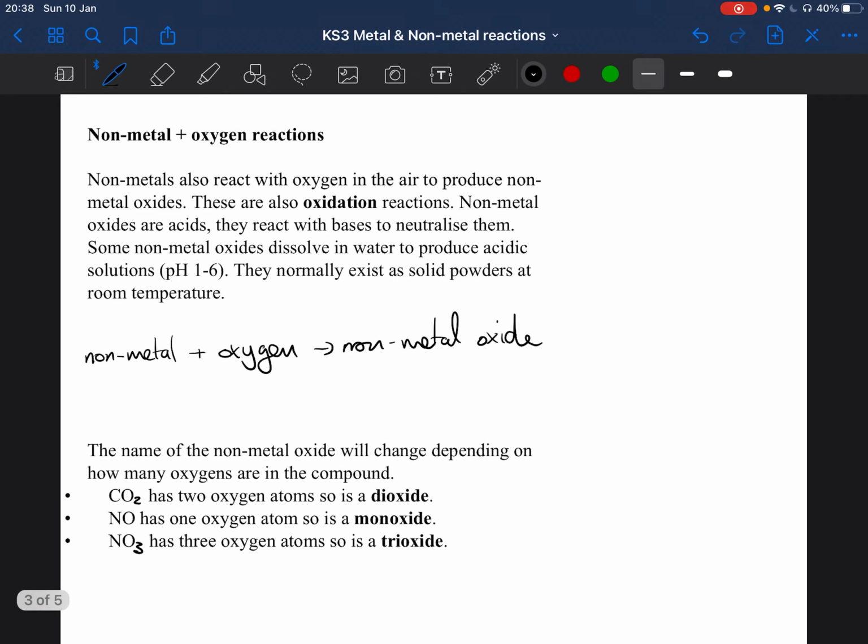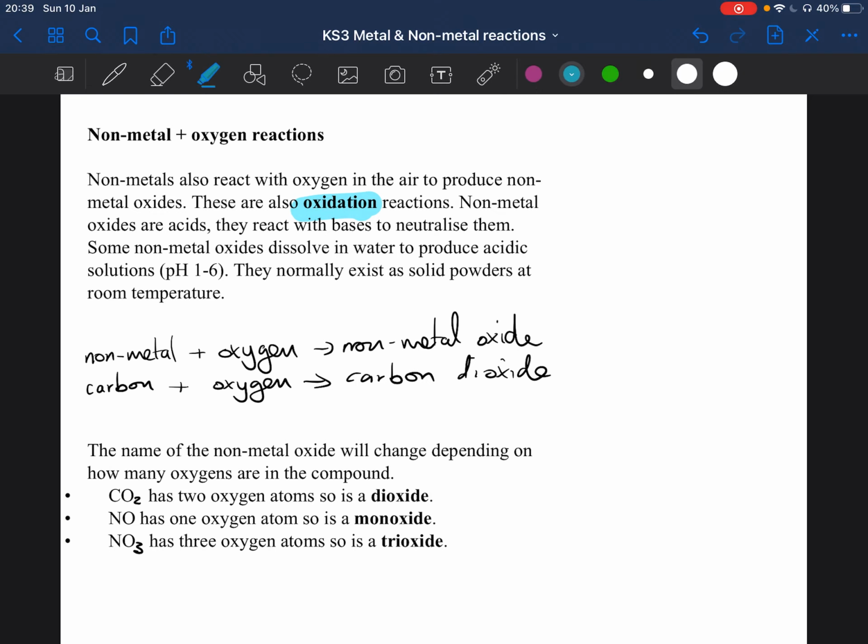So let's have a look at what happens when non-metal and oxygen react. Now, again, just like I showed you before, this is an oxidation reaction because, again, we are adding oxygen to our chemical. So if we look at our reaction, we've got our non-metal plus oxygen makes a non-metal oxide. And I'm going to run through how we do this with you. So if we had carbon and we burn it in oxygen, we would get carbon dioxide.